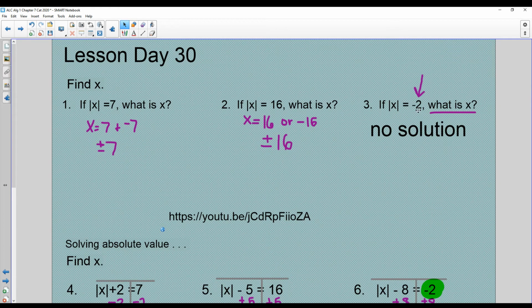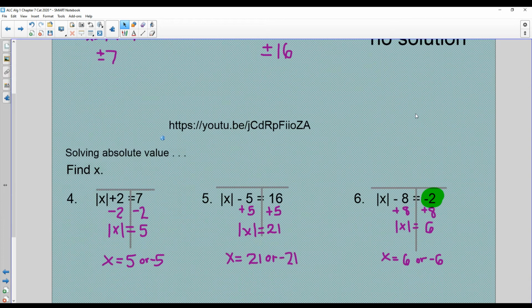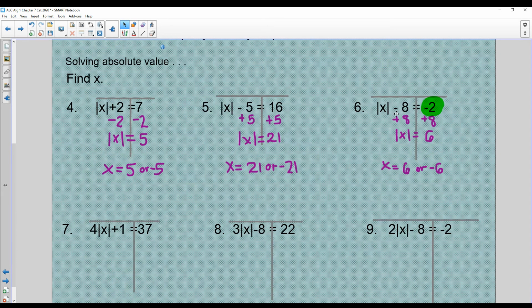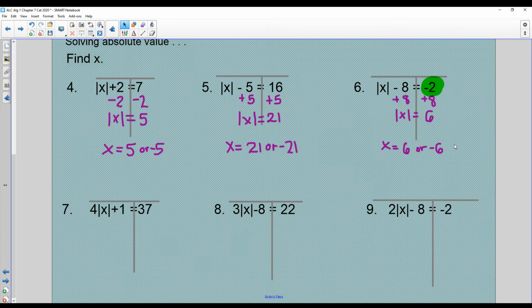There's no wiggle room. When this is by itself over here, it can't equal a negative. But when we had that -8 there, that was a game changer. So you can't really decide if it can have an answer or not until you add the 8 to both sides and get this by itself. And then voila, it's a positive 6, so it's okay. There's a solution.